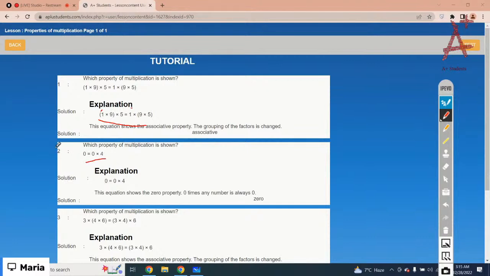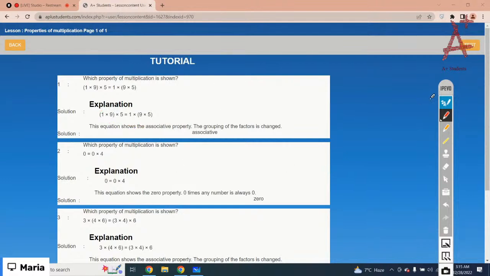Okay, let's just see this one. 0 equals 0 times 4. Any number multiplying by 0 equals 0. Got it? That means it is known as the zero property. Got it? That means it doesn't matter what number it is. If you multiply the number with 0, the answer is 0. Got it?